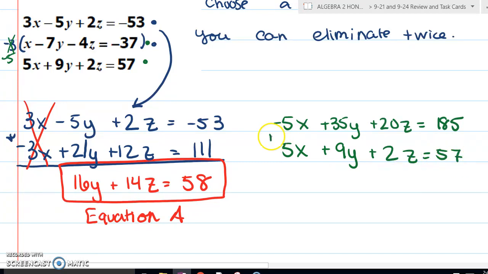And again, notice that both times I eliminated x. So if you're stuck on your problem that you're trying at home and you're not eliminating the same variable, that would be why it's not working.